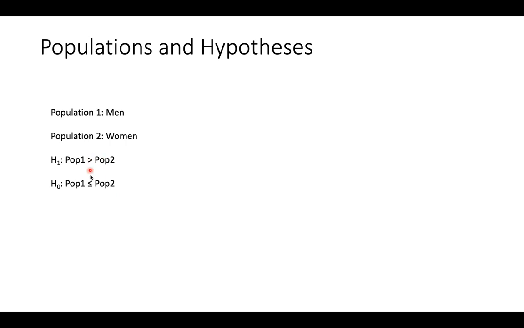Notice that these inequalities are mutually exclusive, meaning that only one of them can possibly be true at any given time. They can never both be supported. We will end up supporting one of them or the other. And remember that we begin by supporting the null, and we only move to the research hypothesis if our data suggest that we should.